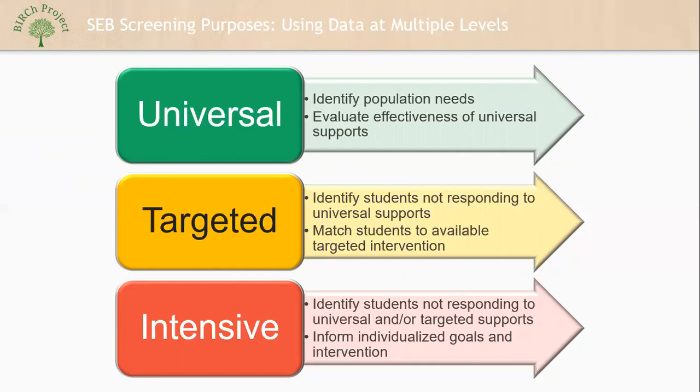At the intensive or tier 3 level, screening data are used to identify students who are at significant risk and require individualized intensive intervention. So screening data may be used to identify general areas in which to focus the intervention. However, at the intensive level, additional data such as the results of a functional behavior assessment or a psychoeducational evaluation are often needed to identify individual factors that may be contributing to maladaptive behavior for a particular student. So SEB screening at the intensive level gives us a starting point, but it's not all the information that we need.